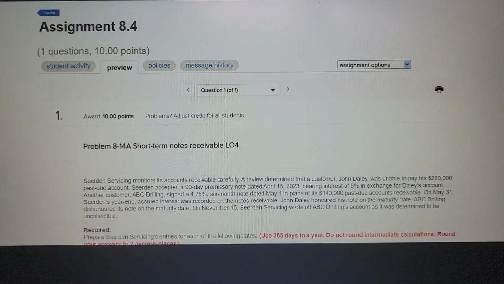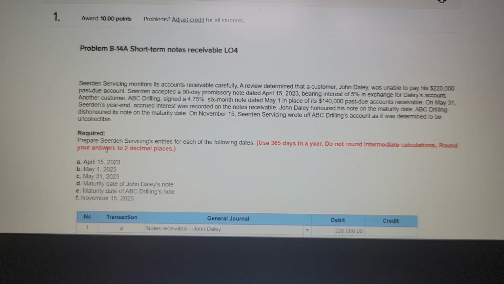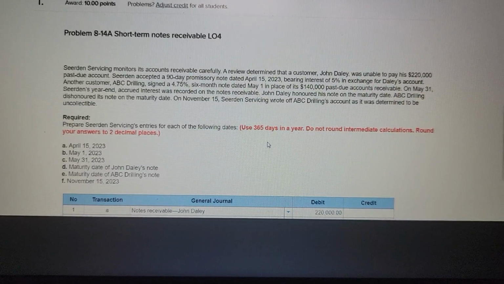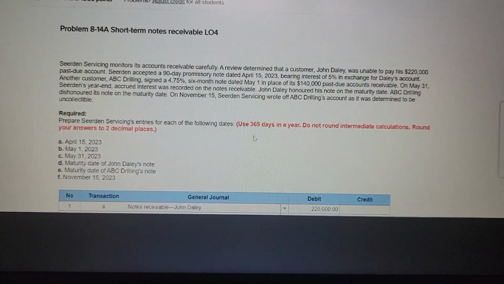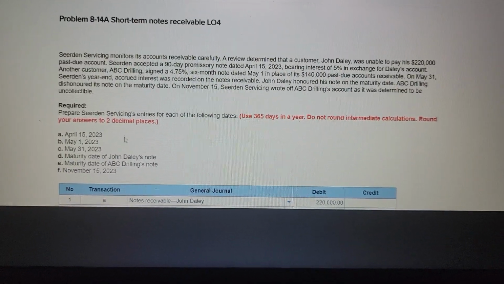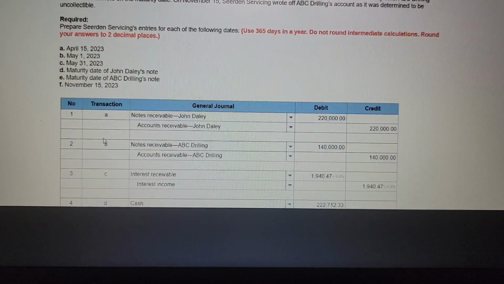Okay. Now you have this information. This is required. Prepare the entries for each of the following dates. Of course, we're using the 365, right? So these dates. I need to see what's happening in these dates.